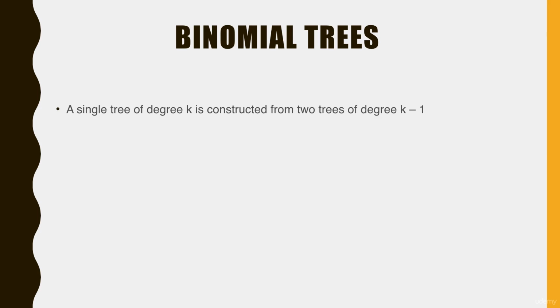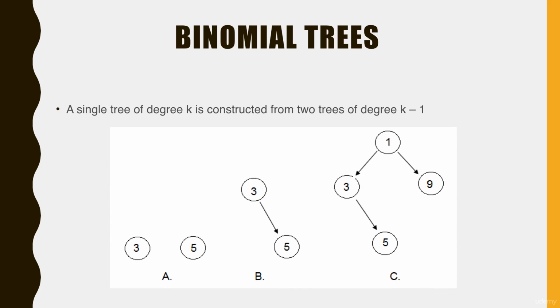Let us look at binomial trees. A binomial tree is the building block for the binomial heap. A binomial tree is an ordered tree, that is, a tree where the children of each node are ordered. Binomial trees are defined recursively, building up from single nodes. A single tree of degree k is constructed from 2 trees of degree k minus 1, by making the root of one tree the leftmost child of the root of the other tree. The process can be seen in this figure.